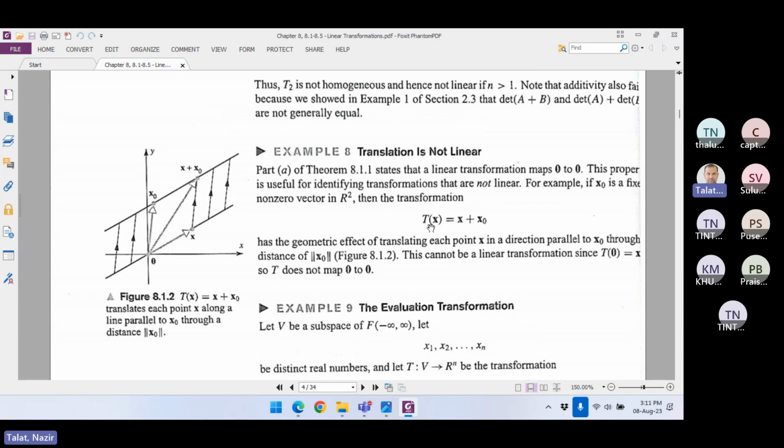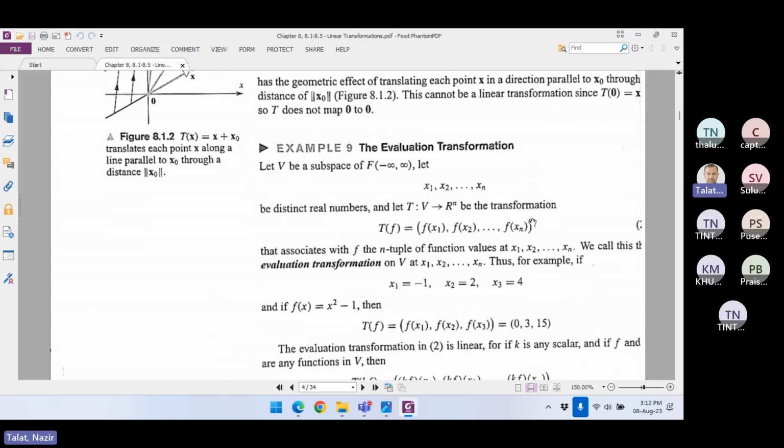Because a linear transformation gives 0 equal to 0. And if you put 0 over here, then it is equal to x₀. And if x₀ is not zero, then it means it does not satisfy the linear transformation condition.